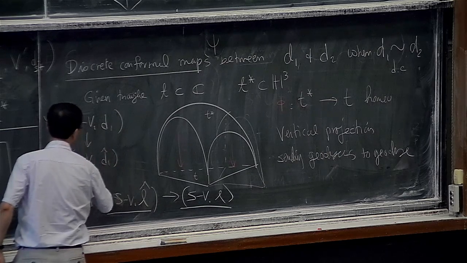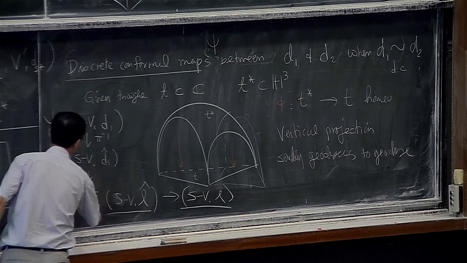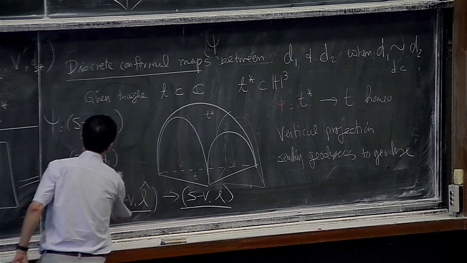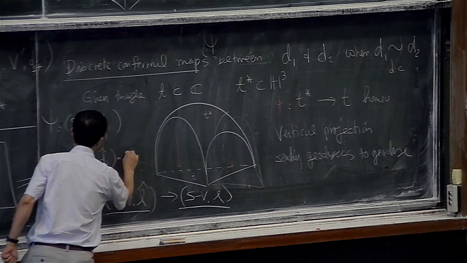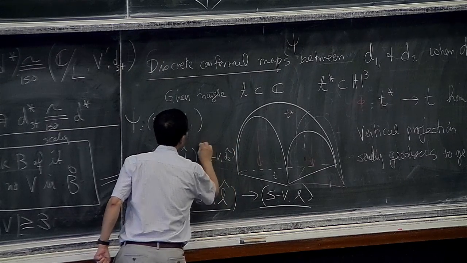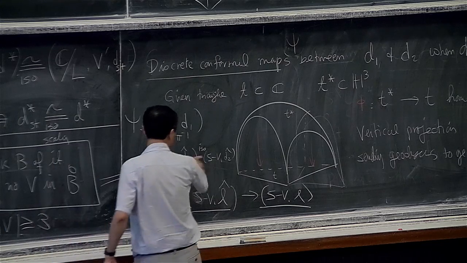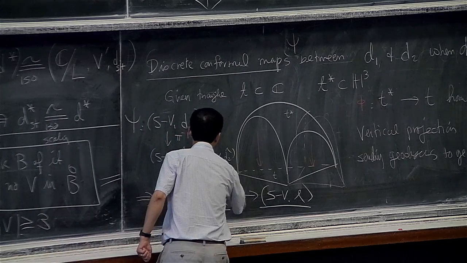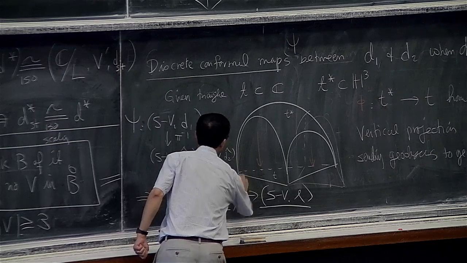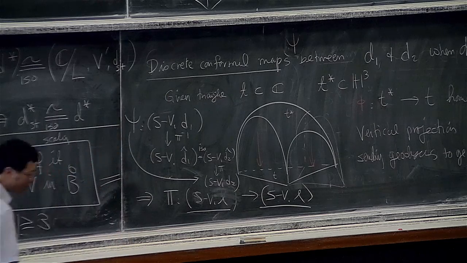D1 hat, just by taking inverse. And then you go by projection back to itself. But this is isometric to S minus V D2 hat. So there is a unique isometry between the two. And then you follow by the isometry and then go back to the surface. So this is the discrete conformal map.